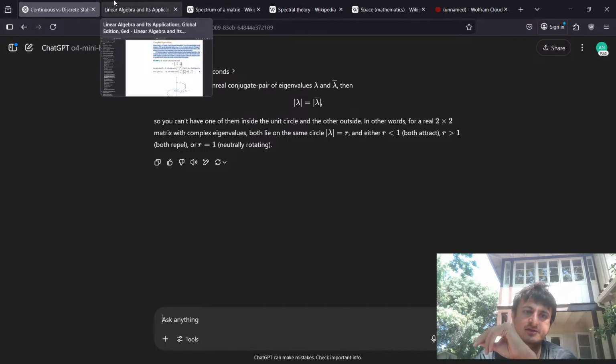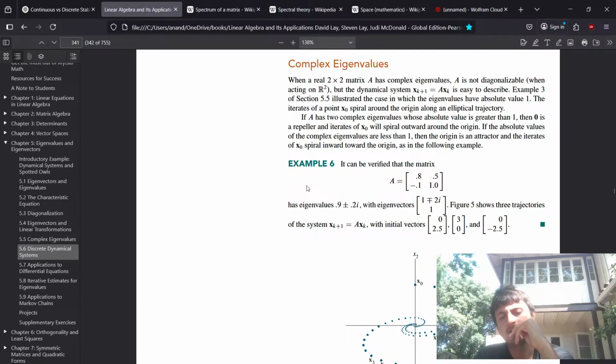The fact that they come in conjugate pairs is really sick, actually.